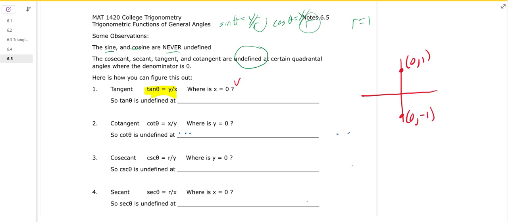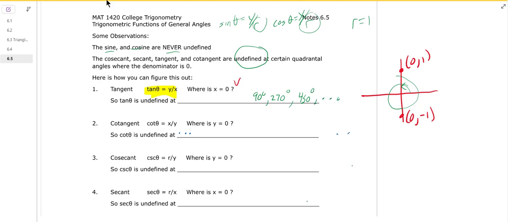Now we could do this in degrees or radians. It doesn't make any difference. I'm just going to do this in degrees. So that would be 90 degrees, this would be 270 degrees, and it would keep going on and on forever. It's going to go every 180 degrees. So if you're at 270 and go another 180, you're going to end up at the next place where that thing is undefined, which would be 450 degrees.